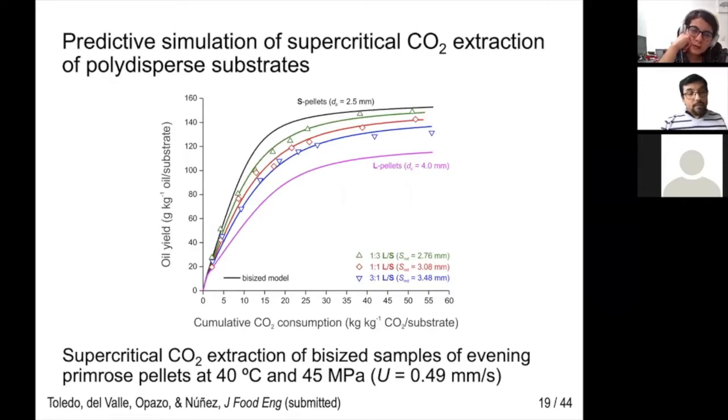The extraction of the packed beds was also simulated using a single particle size corresponding to the Sauter mean diameter. This resulted in cumulative extraction curves that did not coincide with those simulated considering the particle size distribution, and overestimated the experimental data.